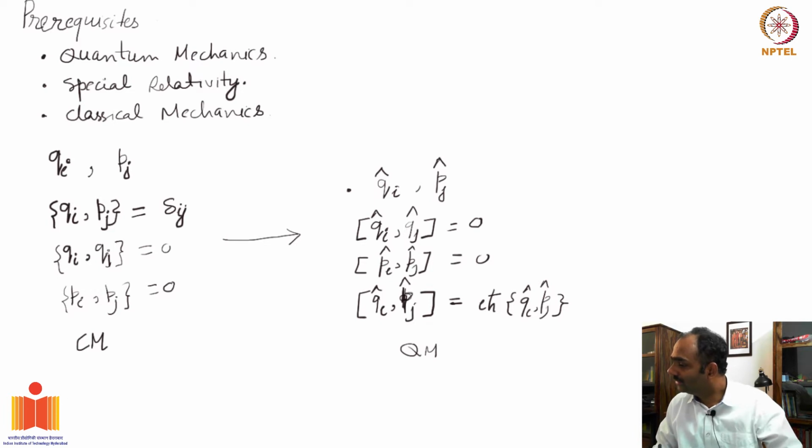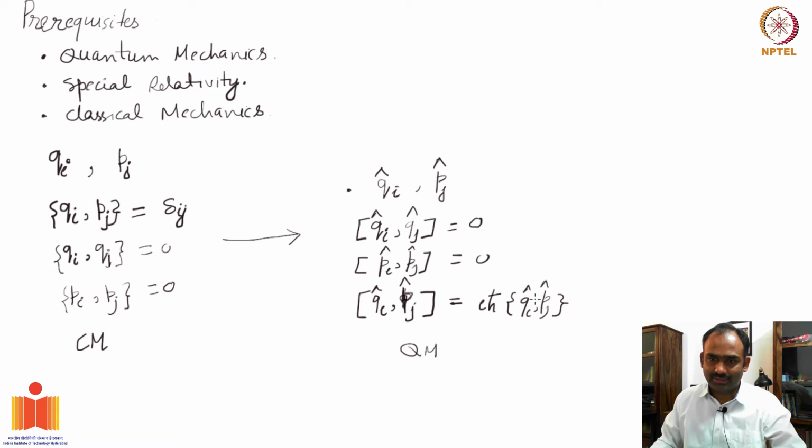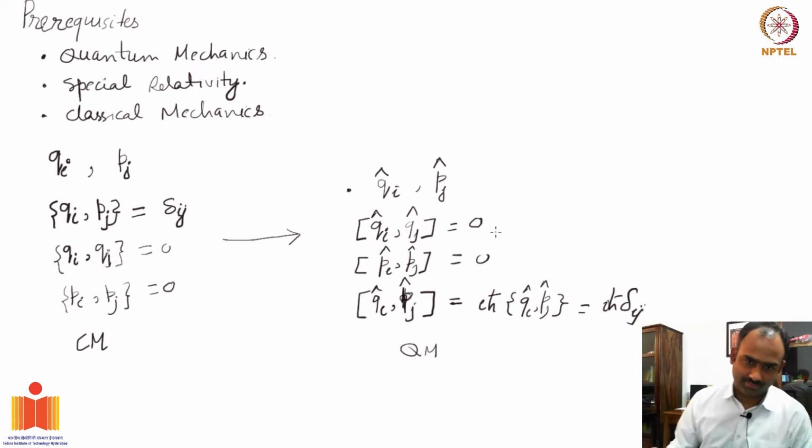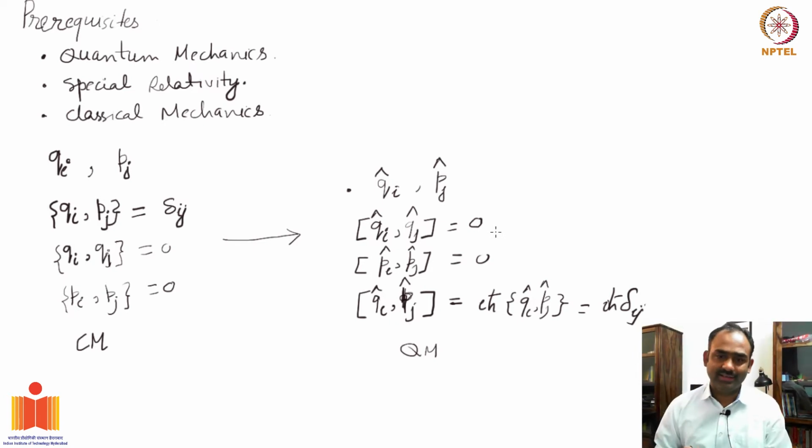Let's check. That's correct. Okay. And what did you calculate? [Q_i hat, P_j hat] was delta ij. So it becomes i h bar delta ij, where delta is the Kronecker delta. So if you are looking at [Q, P], where Q and P are conjugate variables, then it just becomes i h bar. And that's the commutator you have in quantum mechanics.